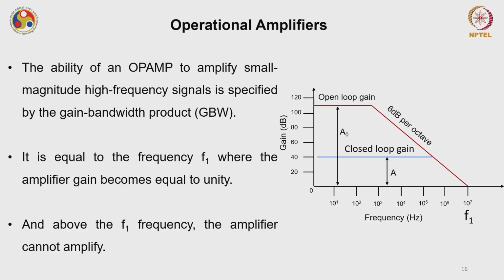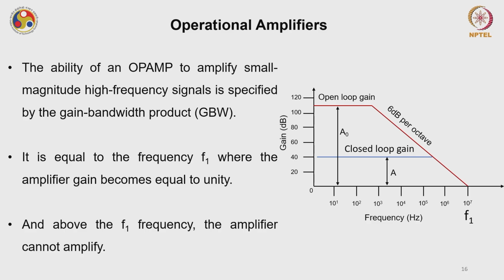Okay. And to justify that, we have the GBP or GBW, which is known as the gain bandwidth product. Okay. So the ability of the op-amp to amplify small magnitude, high frequency signals is specified by the gain bandwidth product. Okay, just have a look at this. What I mean to say is that this op-amp can amplify even small magnitude signals that are coming out of the sensor.